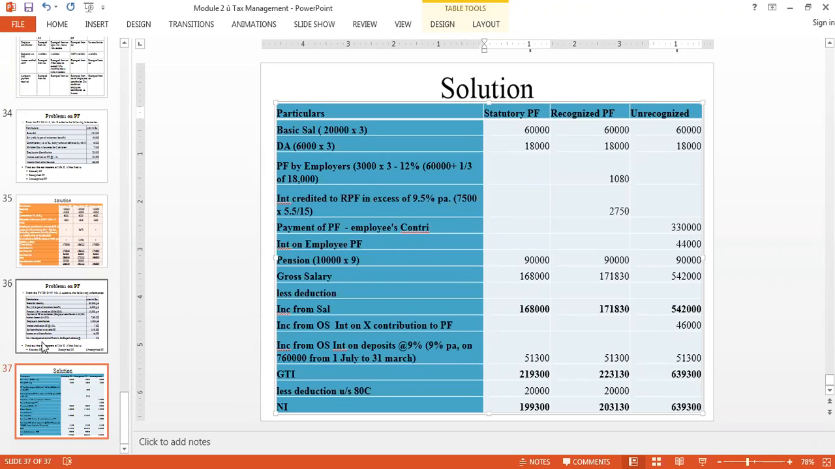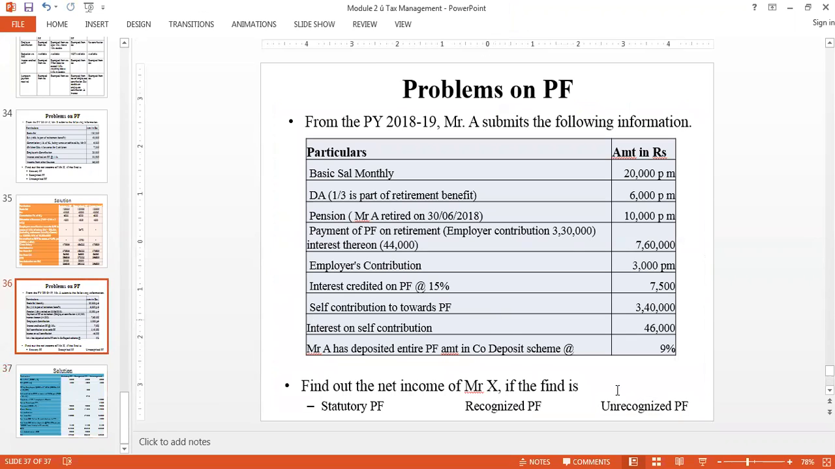Now, before I come to the problem, it is very important for us to understand what the problem is. I think there are 11 people, 12 people. We can start the class. This is a problem that appeared in last year's final exam paper. This is a problem on PF.